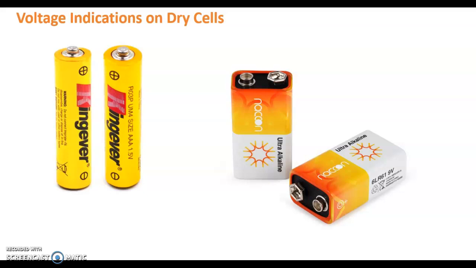Moving to the batteries or dry cells, because we've been talking about a light bulb connected to a dry cell, let's talk briefly about dry cells. Dry cells are available in different forms and with different voltages. You can see here the first one has 1.5 volts indicated on it, so it provides 1.5 volts. The other one here has 9 volts.